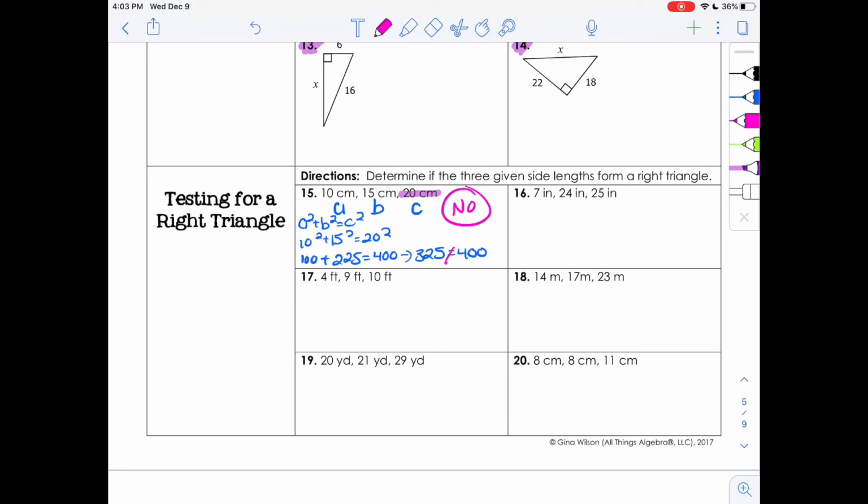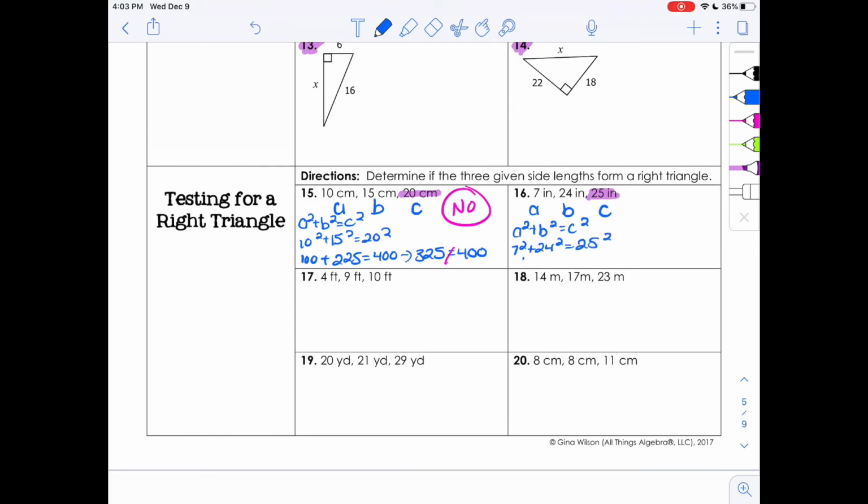Again, when you're given the three sides, you want to first identify your longest side. And we know that this should be my hypotenuse if it's a right triangle. My other two sides are A and B. And it doesn't matter which one is which. And I'm going to plug those into A squared plus B squared equals C squared. So that is 7 squared plus 24 squared equals 25 squared.